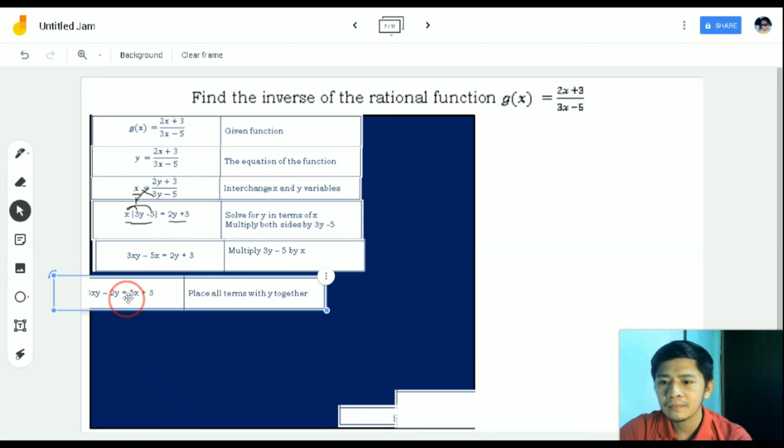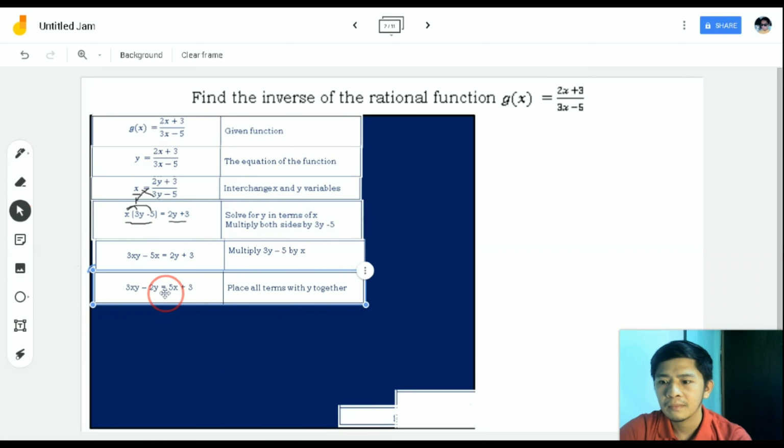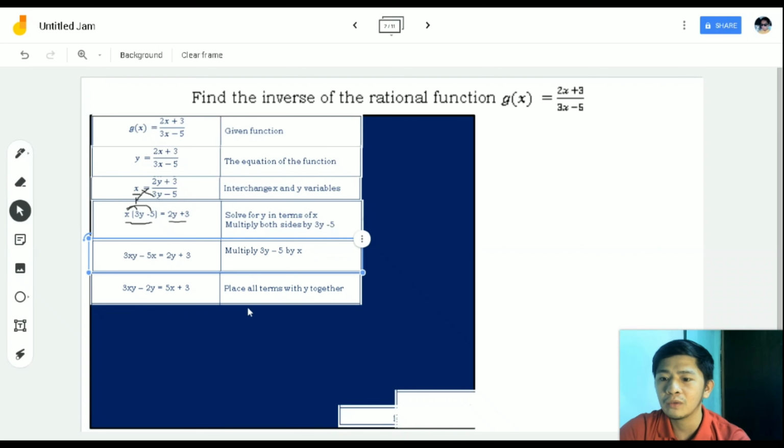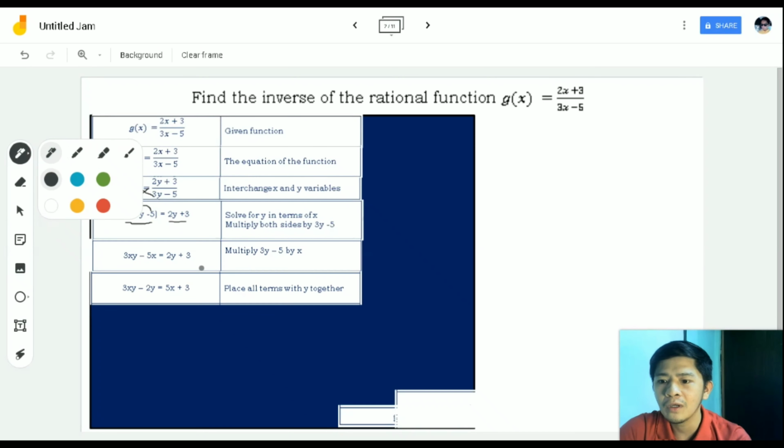So, the next step, so we will place all terms with y together. Ang ginagawa natin, lahat ilalagay natin siya sa left. So, ito kasi meron siyang y, kung titingnan nyo, na positive y, ililipat natin, magiging negative y. Ito namang walang y, lipat natin doon, magiging positive 5x. So, ito, makikita nyo, nilipat siya dyan, positive 5x na.